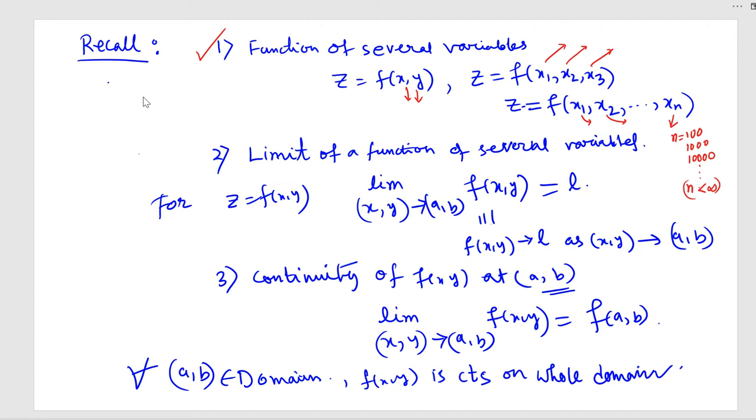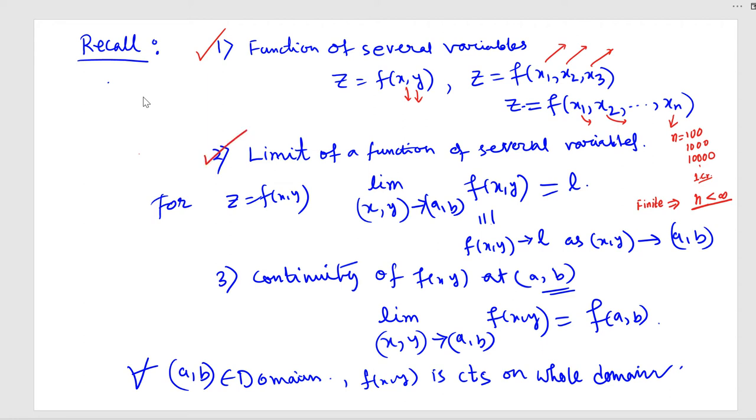It can be one lakh or 1 crore. There can be 1 crore variables, but whatever the large number may be, it is not infinite. It is always finite. So any number is finite, meaning n is strictly less than infinity.